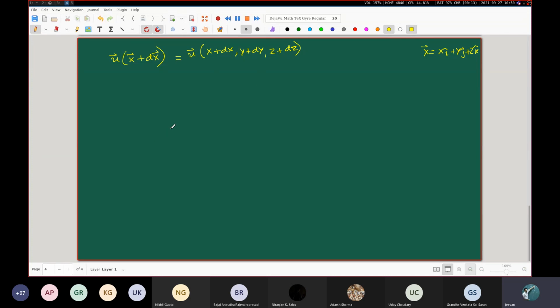And now this is exactly the same as before, except that earlier it was just an f, but this is now a vector. So I now expand it. So this is x, y, z plus dx by factorial 1 del u vector del x plus dy by factorial 1 del u vector del y plus dz by factorial 1 del u vector del z plus higher order terms. Now this x, y, z, I can equivalently write as u vector, function of the general x vector. And this thing, I just write it again.